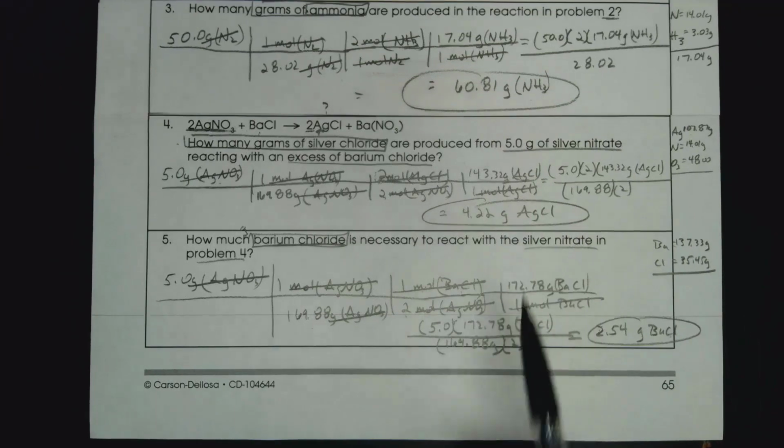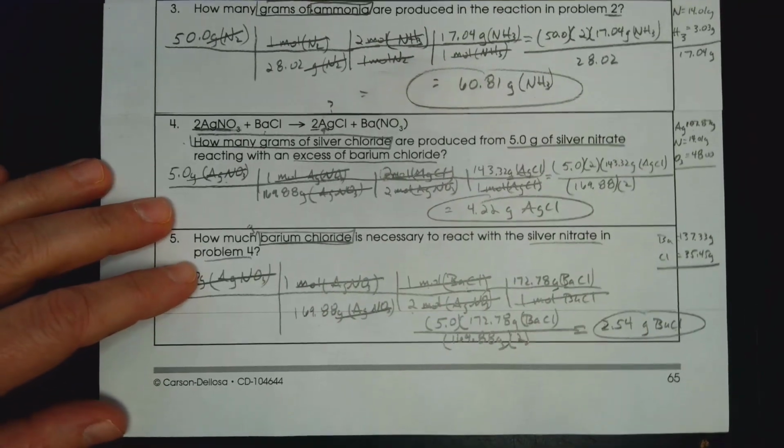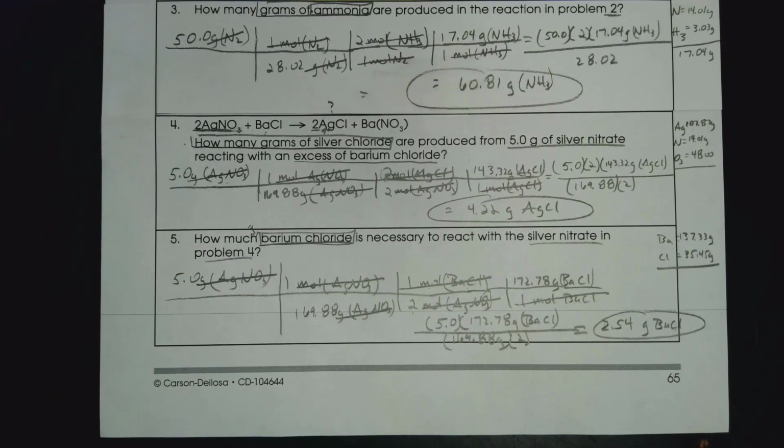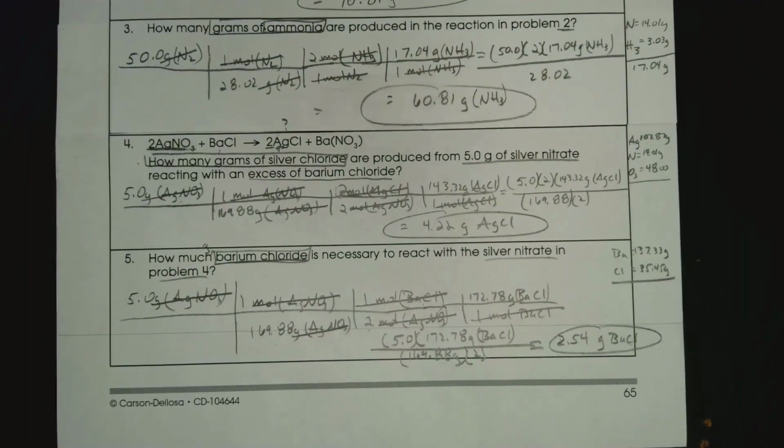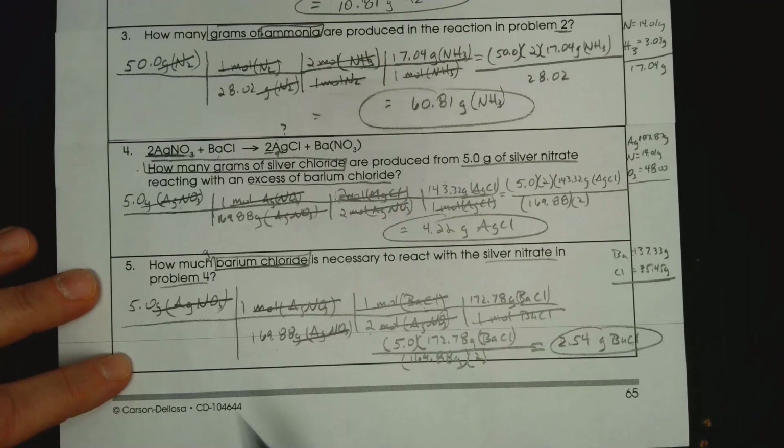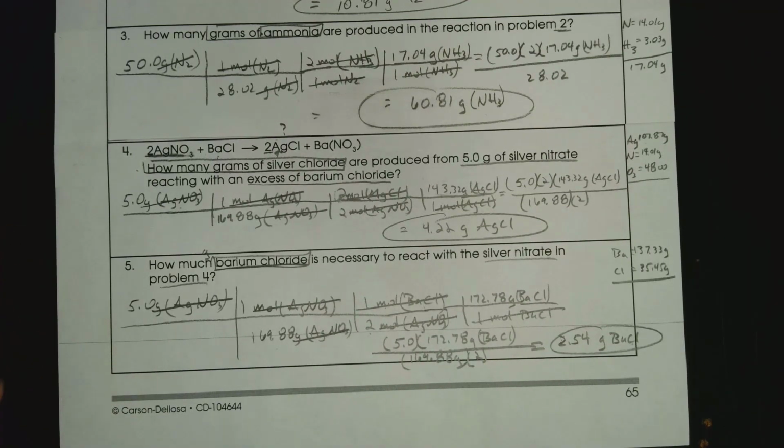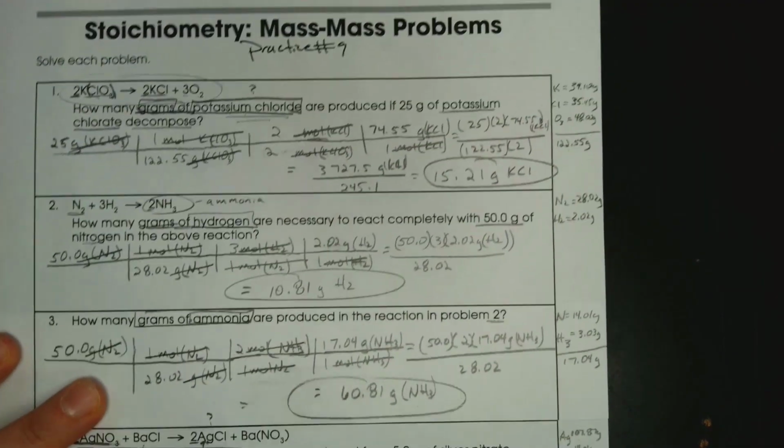If we wanted to, we could solve for the barium nitrate too, but we are not going to do that today. All right, you guys, that's it. That is stoichiometric practice, converting between the mass of one substance to the mass of another substance. It is practice number 9.